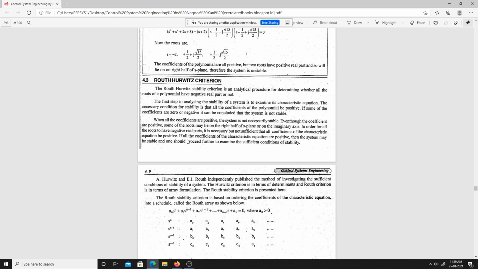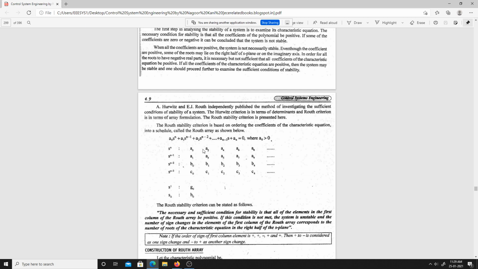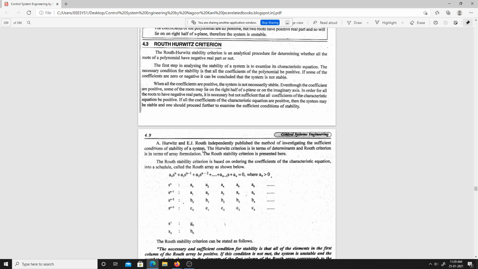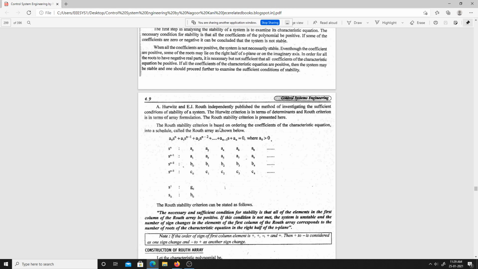Now that is the main condition we are supposed to follow in the case of the RH criterion. How are we supposed to construct this criterion? The criterion is based on ordering the coefficients of the characteristic equation into a schedule called the Routh array. Is it clear? Into this particular schedule, which is visible on the screen, which we are calling the Routh array.